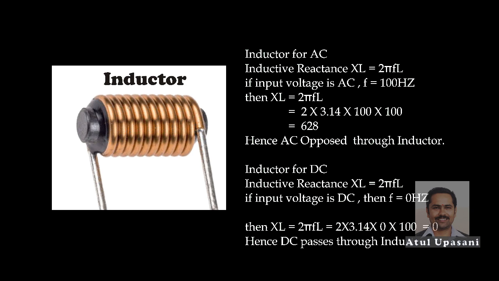Now for DC, again inductive reactance XL equals 2 pi FL. Suppose DC voltage is applied to the inductor, then the frequency of DC is always 0. So in XL equals 2 pi FL, the frequency is 0, so the whole term comes to be 0. So opposition by the inductor for DC is 0. That means the DC current can easily pass through the inductor and AC is blocked here.